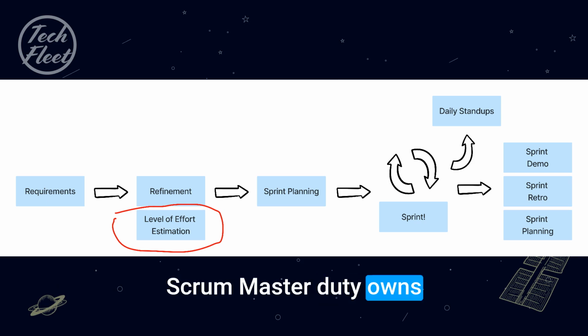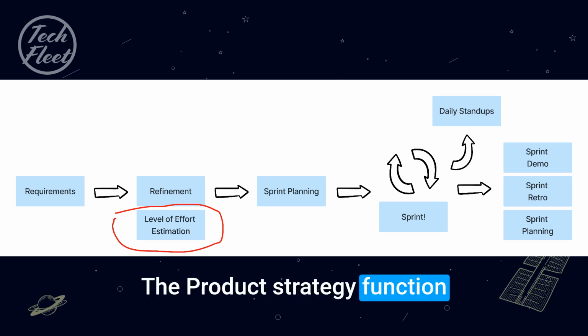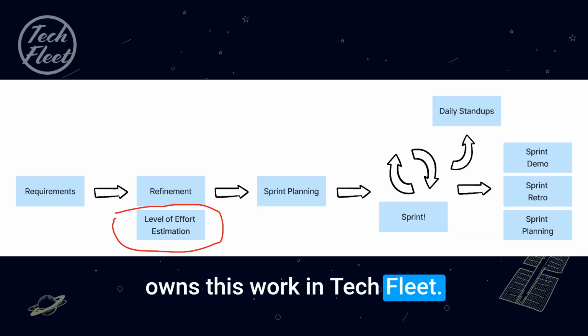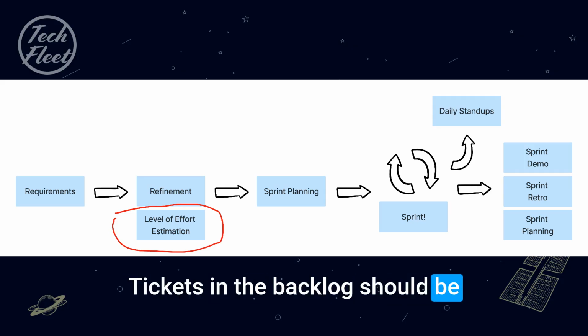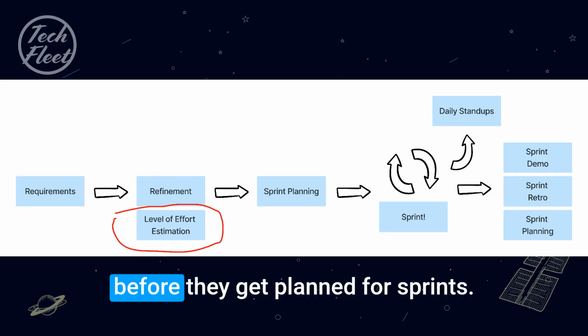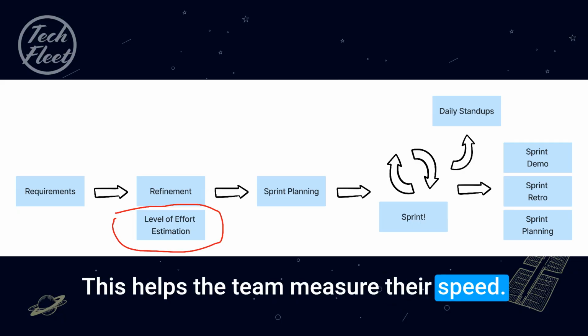Scrum Master Duty owns this in the Scrum method. The product strategy function owns this work in Tech Fleet. The product strategy team in Tech Fleet owns this work. Tickets in the backlog should be estimated with their level of effort before they get planned for sprints. This helps the team measure their speed.